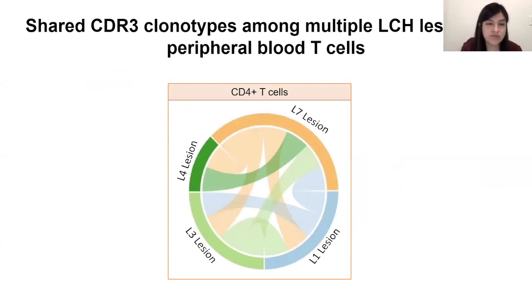Next, we wanted to determine if any CDR3 sequences were shared among patients. So I'd like to quickly orient ourselves to these circus plots. L1 lesion refers to the lesion sample of patient 1, L3 lesion refers to the lesion sample of patient 3, and so forth. So we had 9 patients, so we will see L1 through L9. Each chord represents a shared sequence between 2 patients at 100% similarity, and the width of the chord represents the frequency of that shared sequence. So here we see that out of 9 patients, 4 share CDR3 clonotypes in the lesion CD4 T cells.